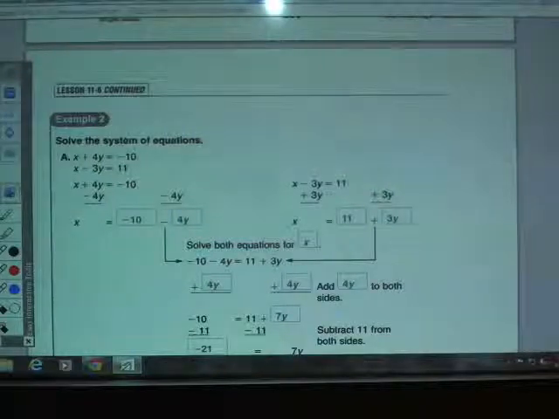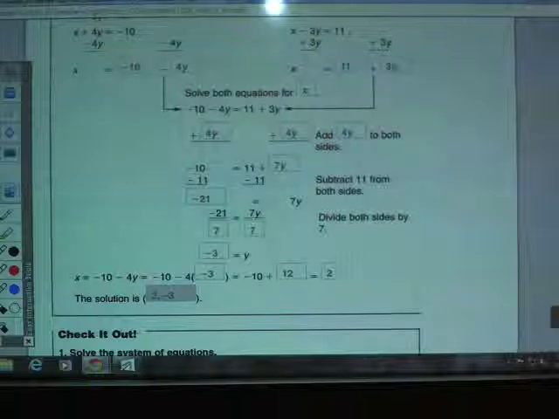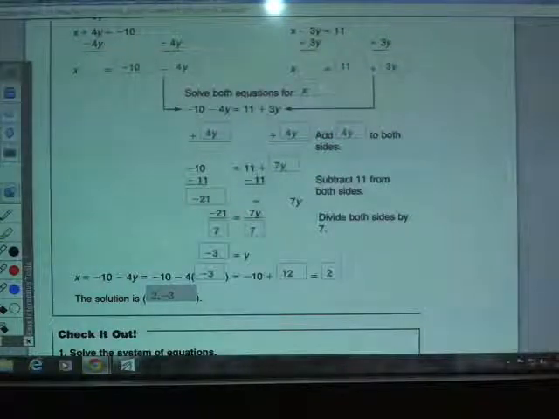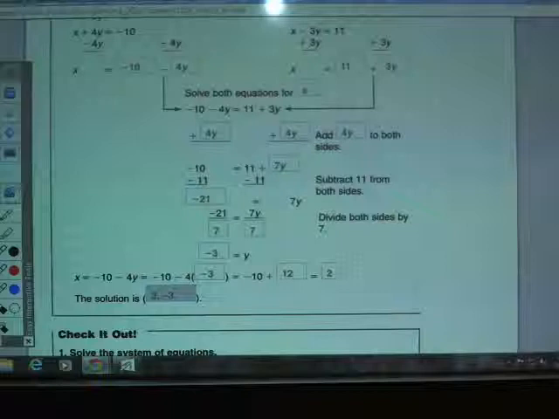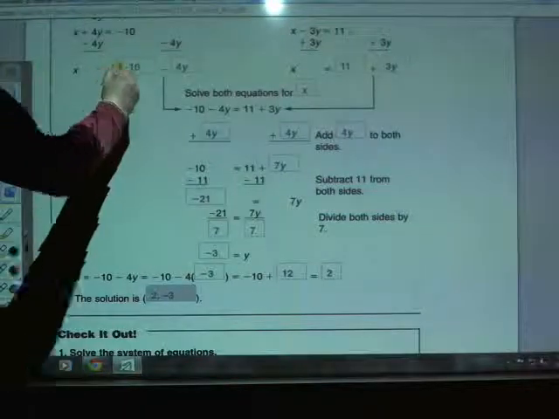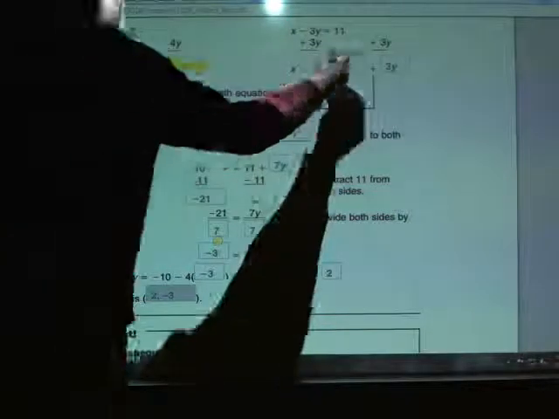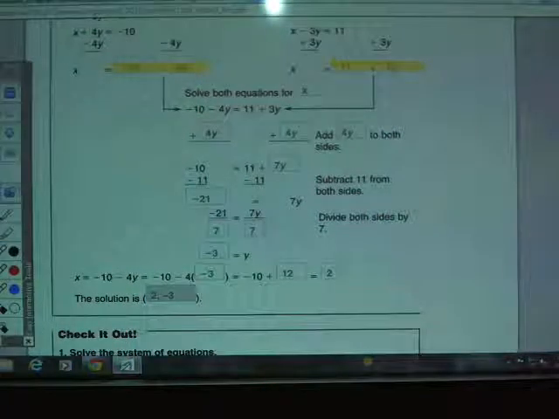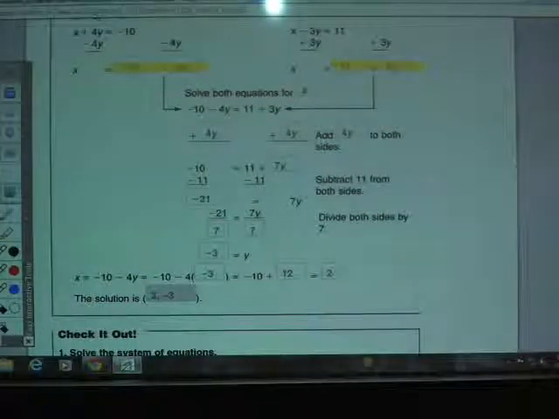So both of these equations have now been solved for x. So since both of these now equal x, I can set them equal to each other and solve what's left. And that's exactly where they propose to go right now. So, since this guy equals x, negative 10 minus 4y, and this guy equals x, 11 plus 3y, we're going to set them equal to each other. So we're going to say negative 10 minus 4y is the same as 11 plus 3y.